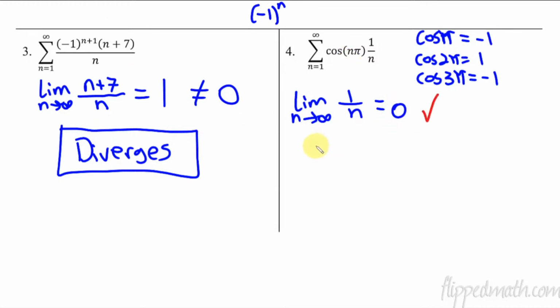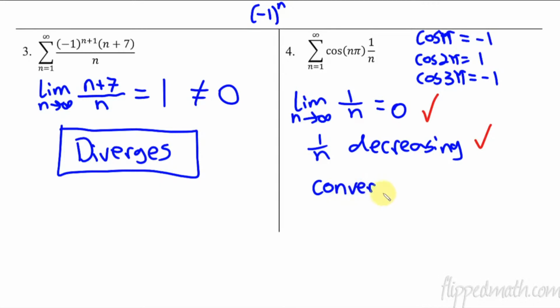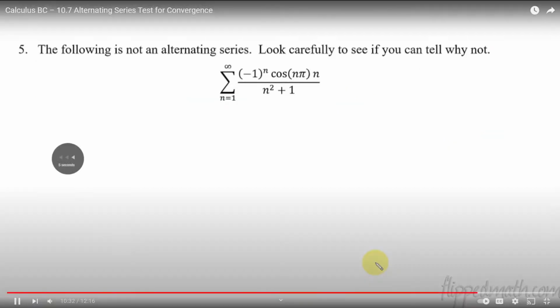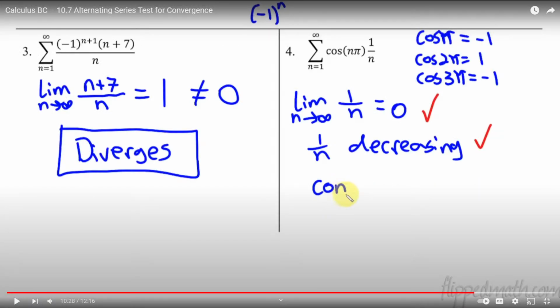And then we know that 1 over n decreases. So we can go ahead and say that this converges by the alternating series test. Okay, so you can see this isn't too bad. It alternates because of cosine. 1 over n is 0, and 1 over n is decreasing, because of 1 over 1, 1 over 2, 1 over 3. So this n pi doesn't even matter.